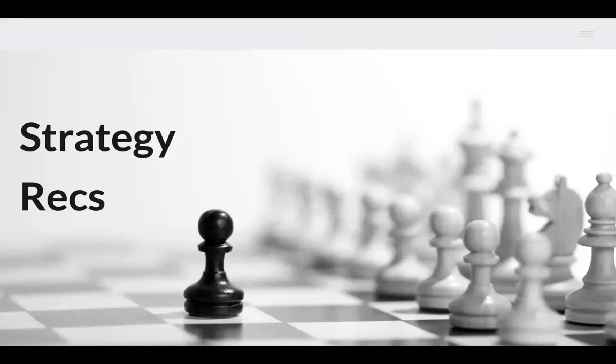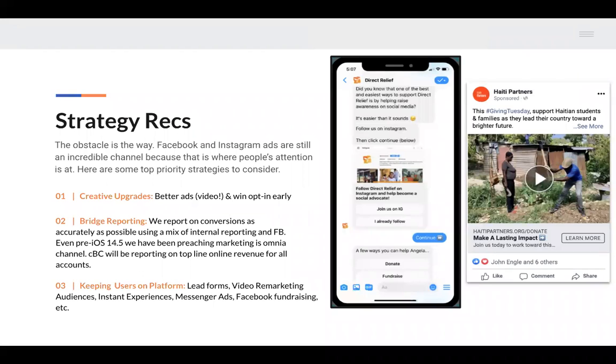So let's dive into strategy recommendations. Because of iOS, what's happening? How can we strategize moving forward? The obstacle is the way. Facebook and Instagram ads are still an incredible channel because that's where people's attention is at, right? We mentioned that earlier. So some of the things we're going to be covering regarding the strategy recommendations are creative upgrades. We want to start creating better ads. Video is going to be really important here, and we'll explain why.